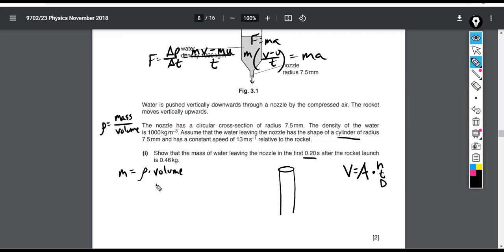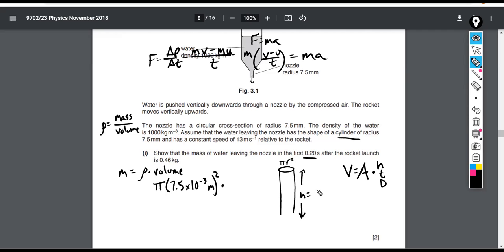So the volume here is going to be pi times r, 7.5 millimeters, pi r squared times height. All right, so the 2D area is our pi r squared. The third dimension is the height. And the height is going to be able to be calculated with its displacement, right?